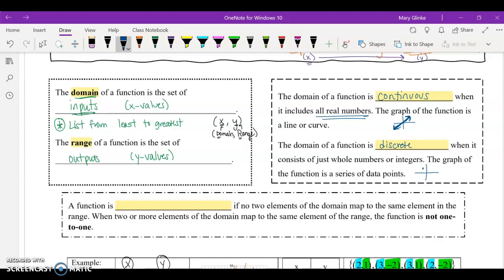That's going to be separate points here. So you don't see a continuous line connecting them. If you see separate points, that's called discrete. So if you're ever given a table or a mapping, those are going to be discrete because when you graph them, they're just separate points. The only time you can say continuous is if you see a graph with the line drawn in.